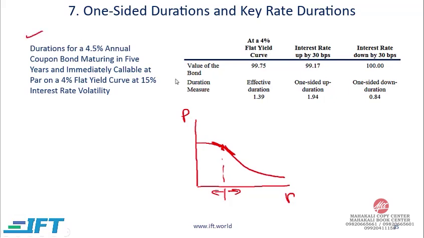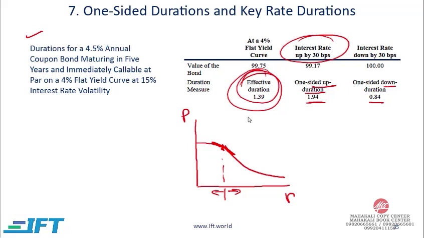For this type of bond, there are some numbers given in the curriculum which should not surprise us. If we have an increase in interest rate of 30 basis points, then the one-sided up duration is 1.94 and the one-sided down duration is 0.84. The overall effective duration is 1.39. So this is calculated based on both PV minus and PV plus relative to this point. So we expect a number in between these two.